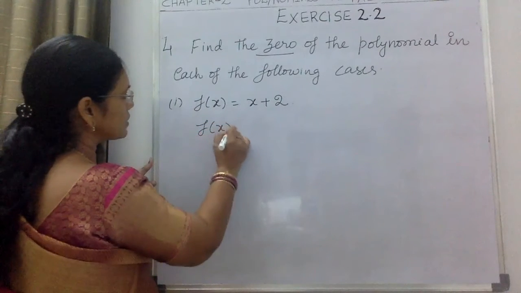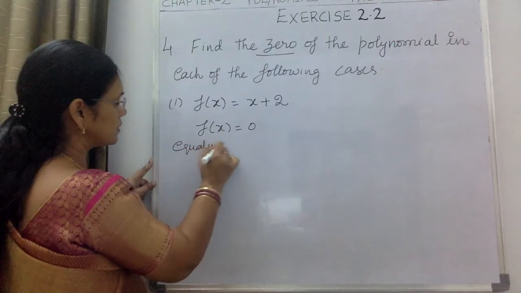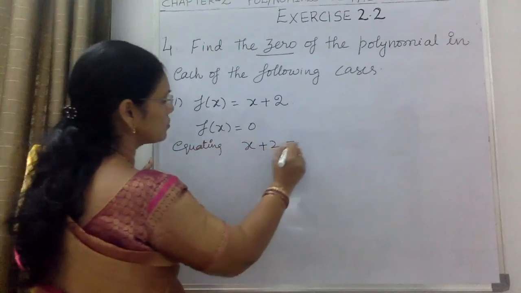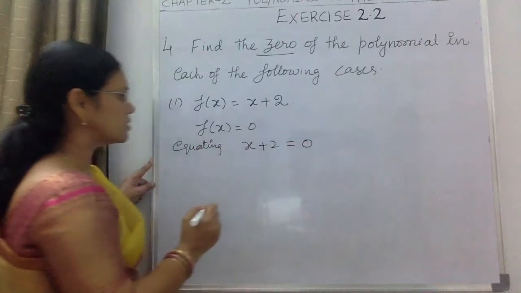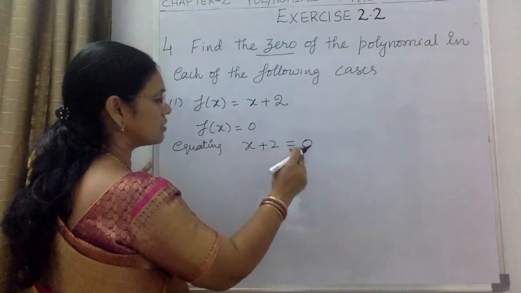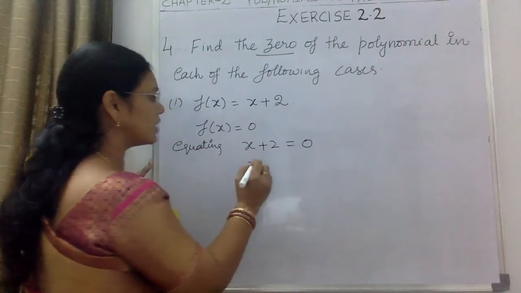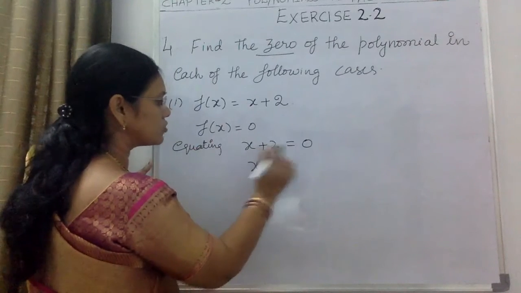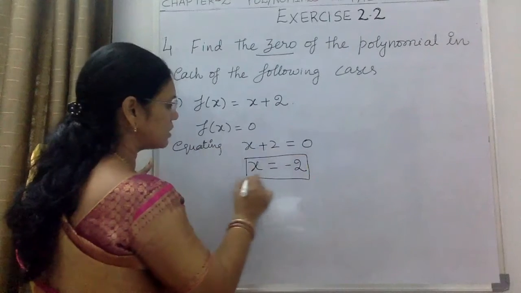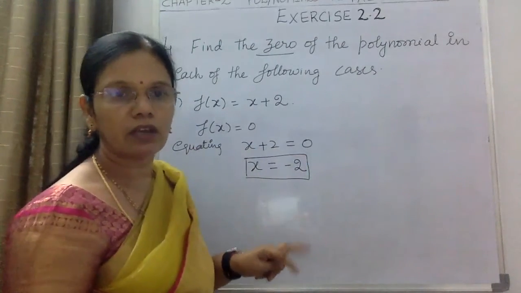Equating f of x is equal to 0. So after equating, what happens? The given polynomial is x plus 2, and we are equating it to 0. Sending plus 2 to the other side of the equals sign, that is the right side, after transposing, plus 2 becomes minus 2. So minus 2 will be the zero of the given polynomial.